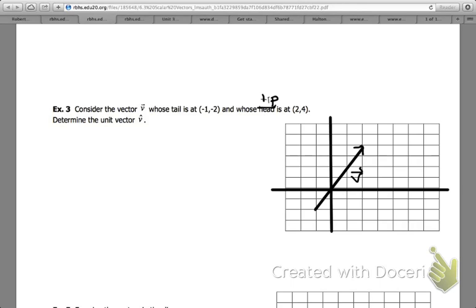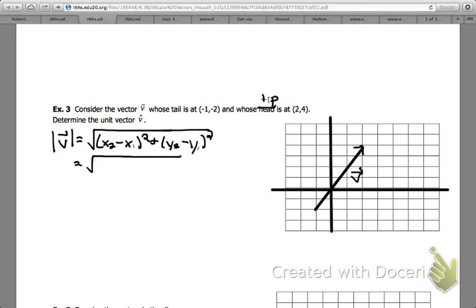So what we need to first do is find its magnitude. What we do to find its magnitude is we look at the distance between the first and second point. So the magnitude of v is just equal to the square root of x2 minus x1 squared plus y2 minus y1 squared.